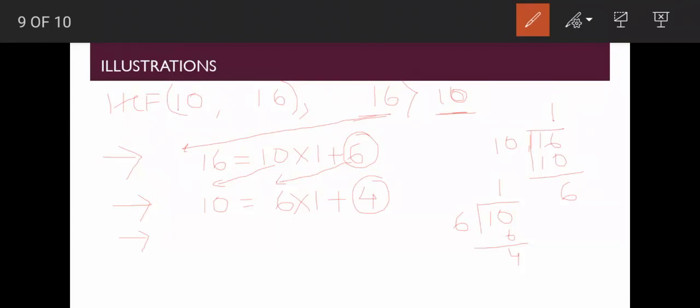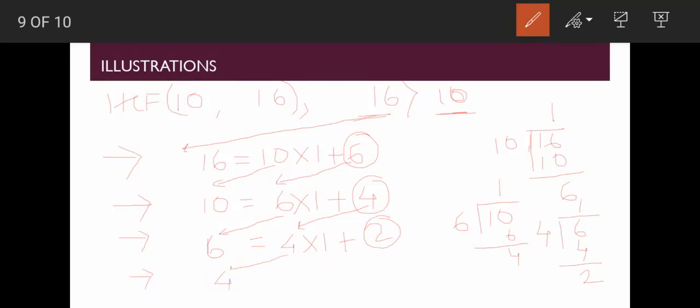So in the next step, this term will be taking the place of dividend. 6 will become the dividend, equal to, this non-zero remainder will come as the divisor. So 4 will be placed here. Now when I divide 6 by 4, 4 into 1 is 4, 2 is the remainder. So I can put 6 is equal to 4 into 1 plus remainder 2. Again I got a non-zero remainder. That is why the same procedure I have to continue.